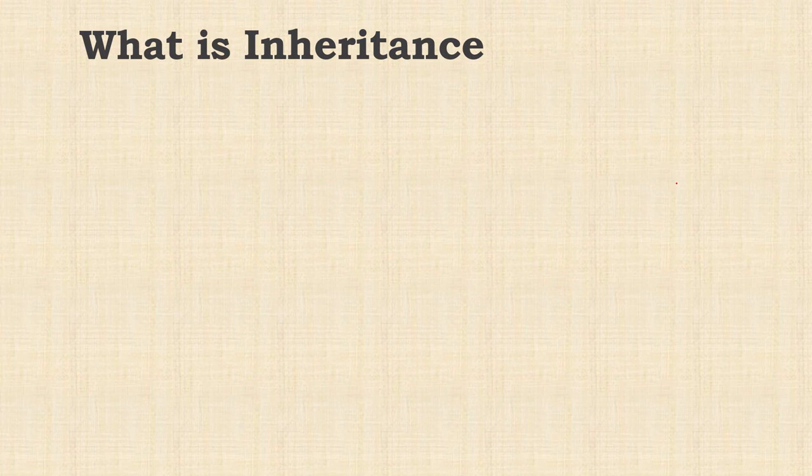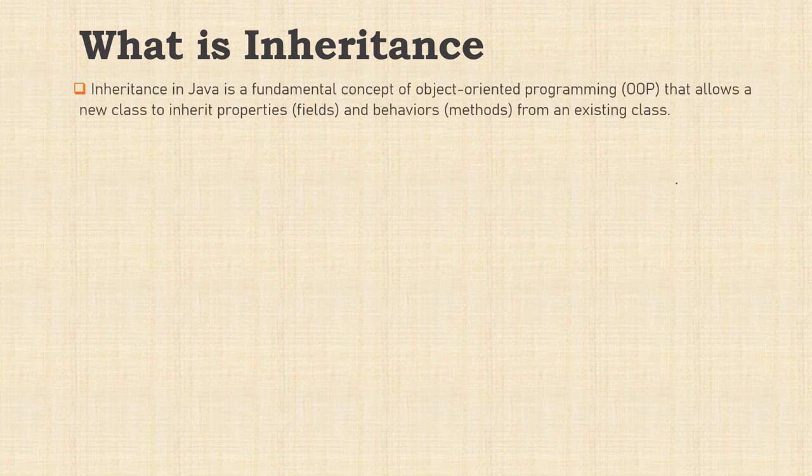Inheritance. So what is inheritance? Inheritance in Java is a fundamental concept of object oriented programming that allows a new class to inherit properties and behavior, meaning fields and methods, from an existing class.